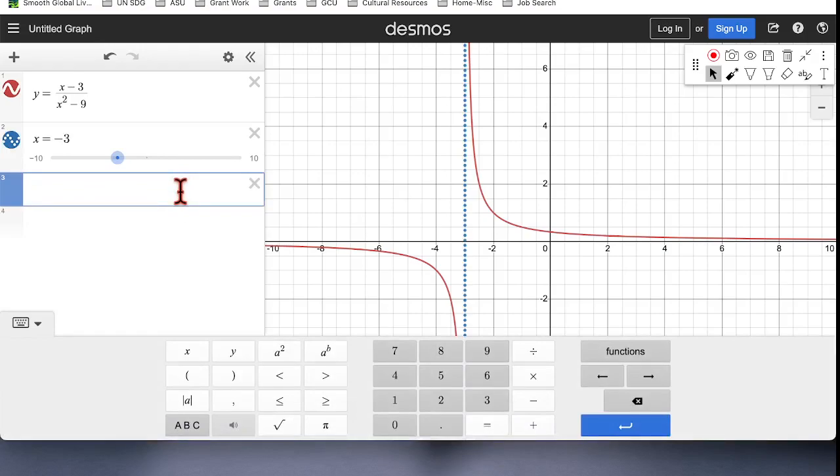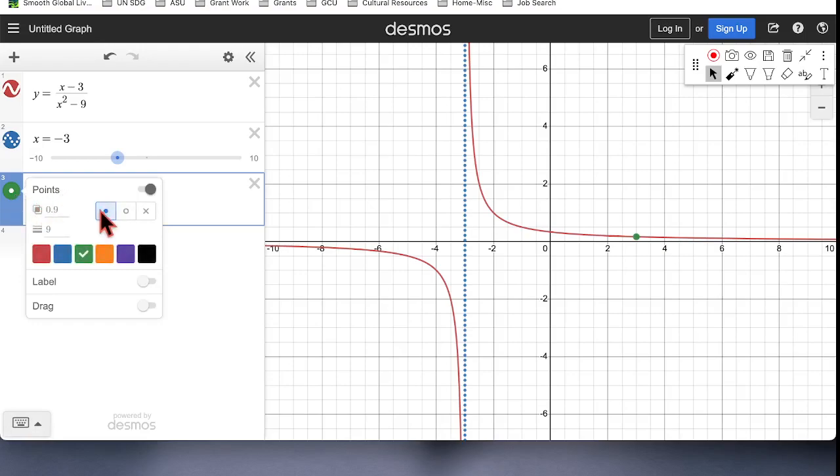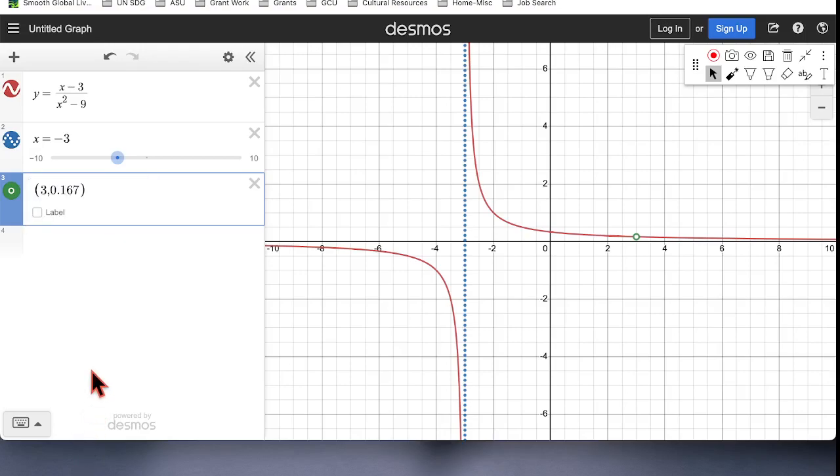And you can put in a hole. I think the x coordinate we know is 3. Let me show you how to do this. And I think it's 3, comma, 0.167, I think is what it was. There's that dot. But watch, with this I can hold it, and we can actually put an open dot there. So we can make this as accurate as we want, as beautiful as we want.